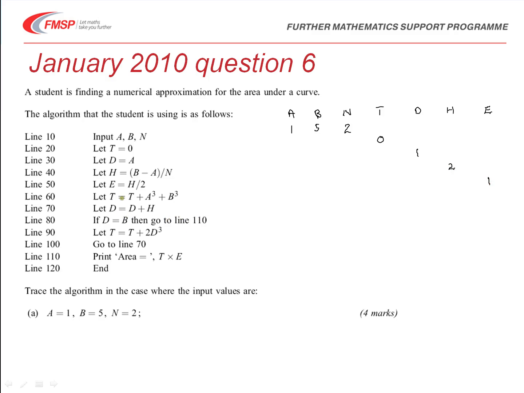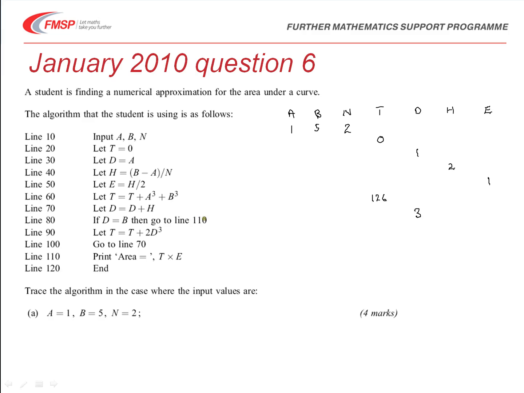Then in line 60 we calculate a new value for T, which is the old value of T, plus A cubed and B cubed. Well, 1 cubed for A is 1, 5 cubed is 125, so that's 126, and T was 0, so that stays as 126. Line 70 then says let D be equal to D plus H. Well, D was 1, H is 2, so that makes that value 3. Line 80 then says if D is equal to B, then go to line 110.